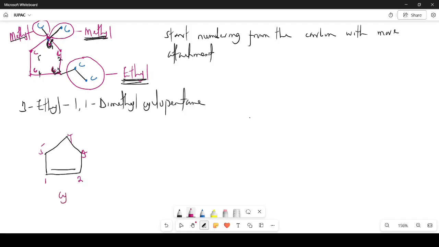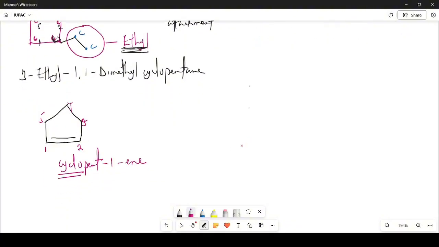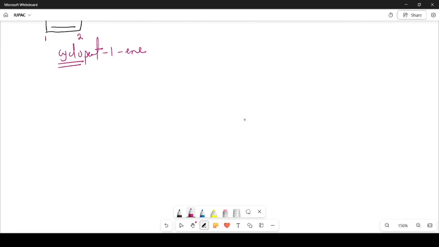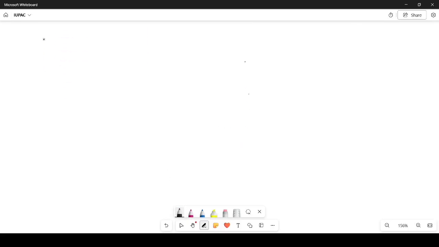Now, if I want to name this, what am I going to say? I will just say cyclo. Why am I saying cyclo first? Because there is no attachment here. Cyclo what? How many carbons do we have? We have 5 carbons, so you call it pent. But am I going to say pentane? No, because we have a double bond. So you say pent-1-ene. Why is it one? Because the double bond is between carbon 1 and carbon 2. And you take the what? The smallest number. Remember, when you have two numbers, you consider the smallest over the largest.